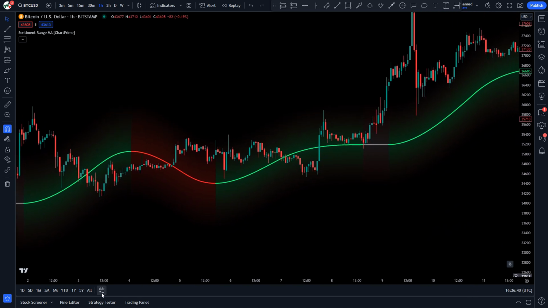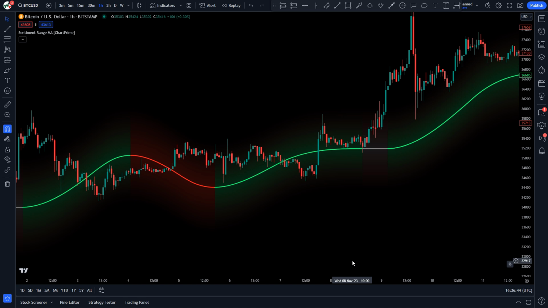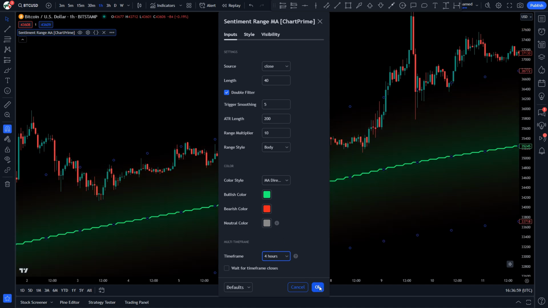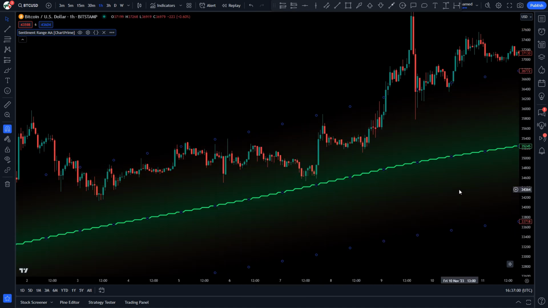Another super useful feature this indicator has is multi-timeframe price analysis. If we go back to inputs and scroll all the way down, we can see a time frame option. To check the market bias on higher time frames, simply select a 4H or daily chart. Now we know how this indicator functions. Let's build a profitable trading strategy around it.